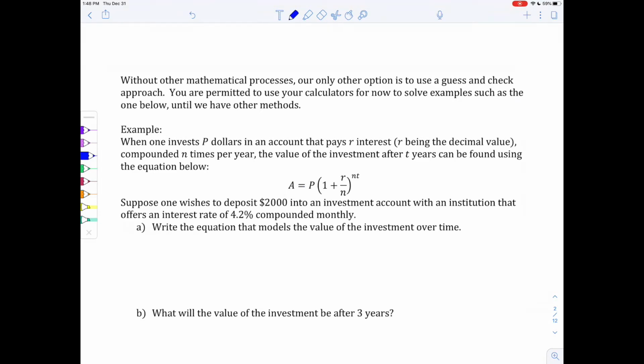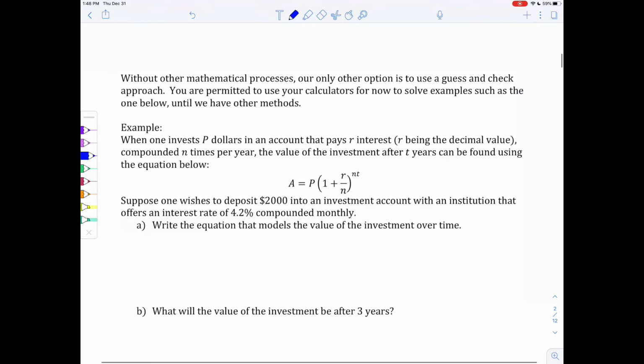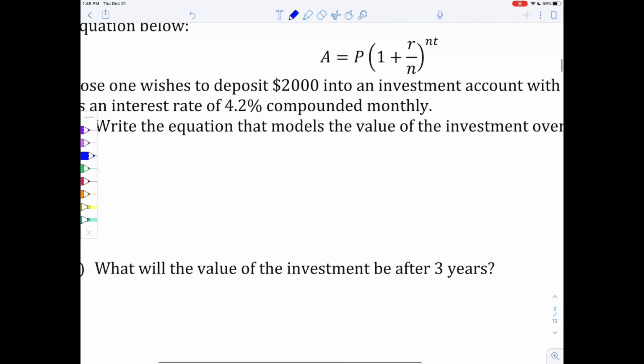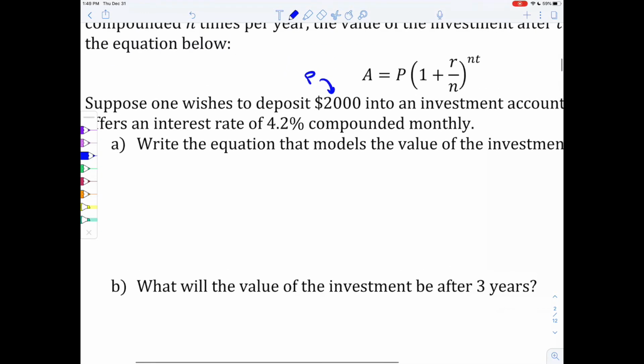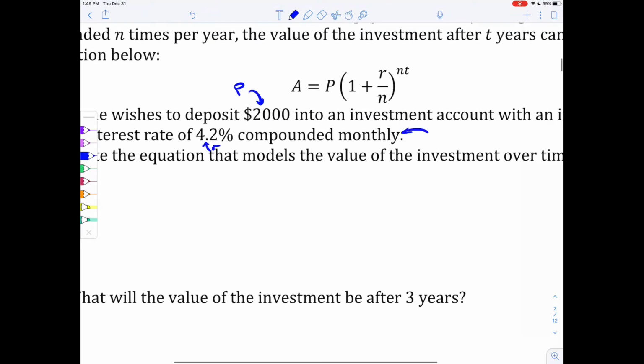So, one wishes to deposit $2,000 into an investment account with an institution that offers an interest rate of 4.2% compounded monthly. We're going to write an equation that models the value of this investment over time, basically putting everything we know into here. This $2,000 is our principal amount. Where's our rate? Our rate is here. So there's R. Compounded monthly means that N is 12. We're compounding 12 times per year.